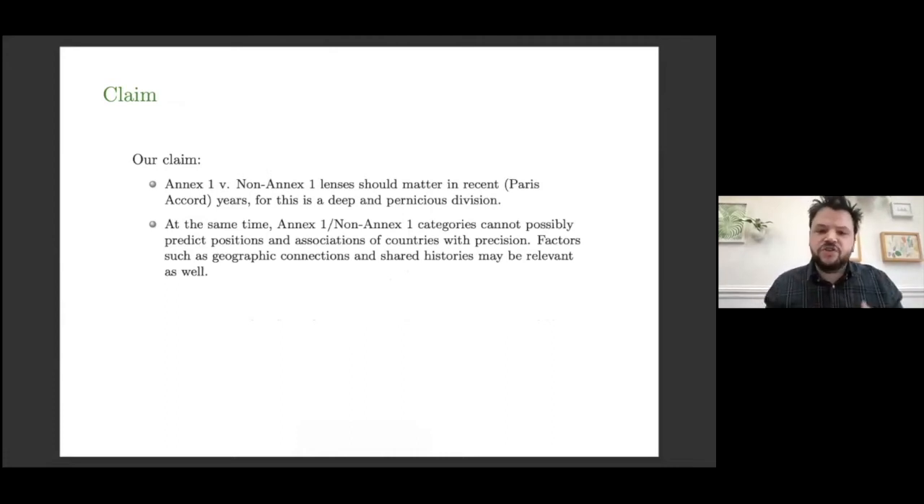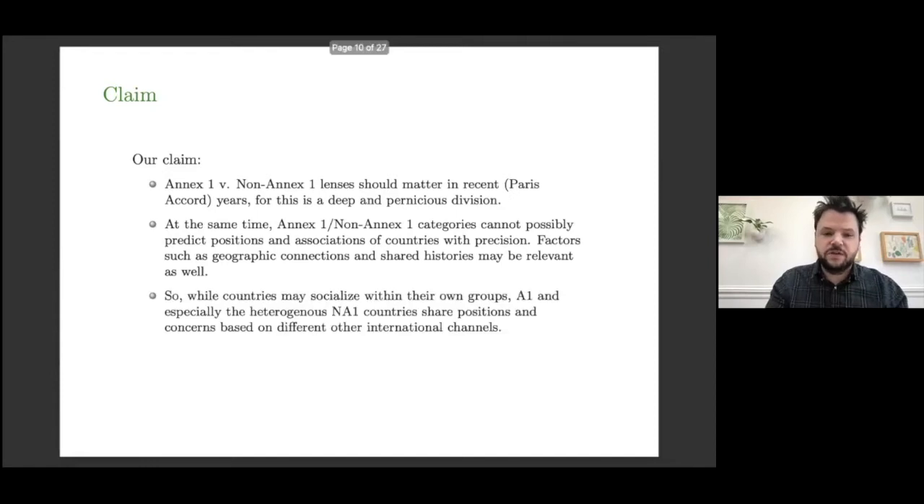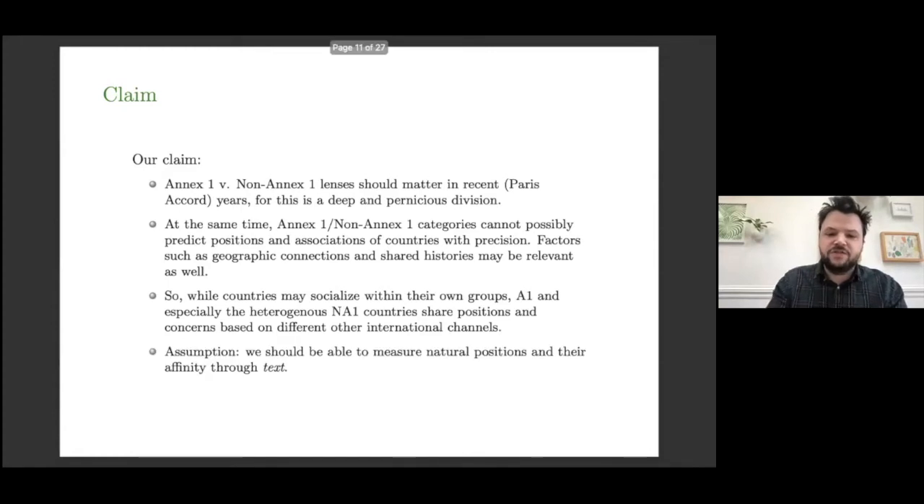Geography matters, shared history, linguistic affinity, UN ideal points. These all are going to determine similarities across countries. And those are the things we really interrogate here. So while there's a lot of homogeneity within groups, we're going to explore these cross-cutting divisions and try and characterize how deep this division actually is. And the way we do that is through text.